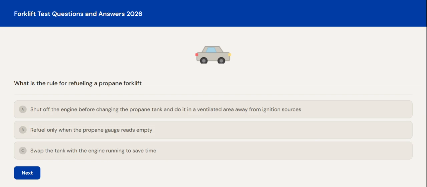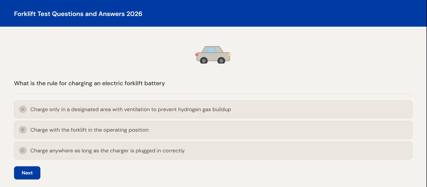What is the rule for refueling a propane forklift? Shut off the engine before changing the propane tank, and do it in a ventilated area away from ignition sources. Propane is highly flammable. An open flame or a running engine near a propane tank change can cause a fire or explosion instantly.